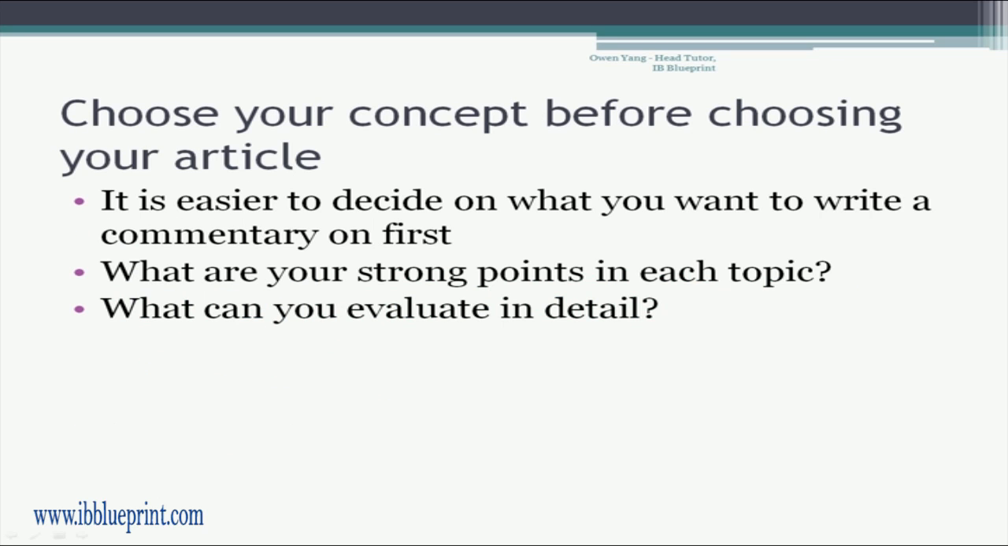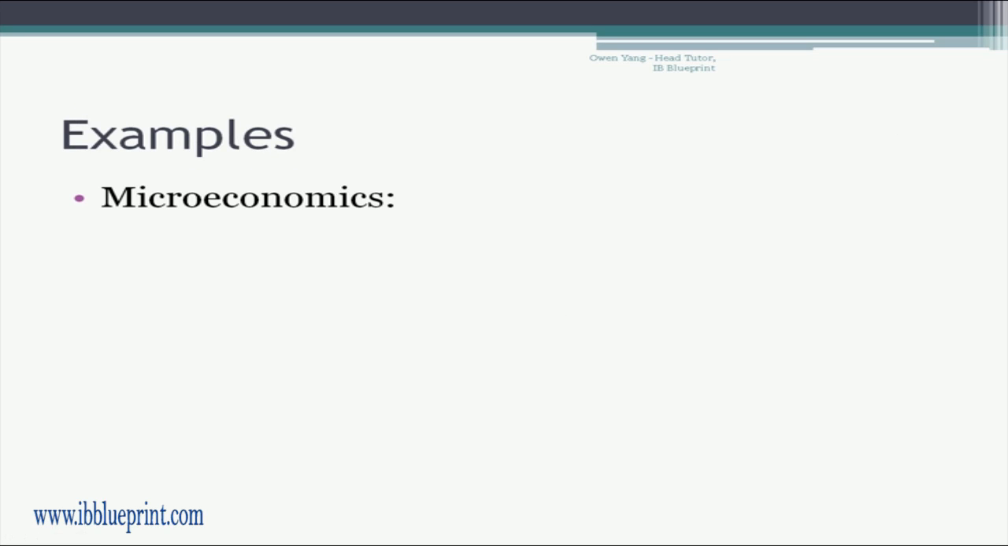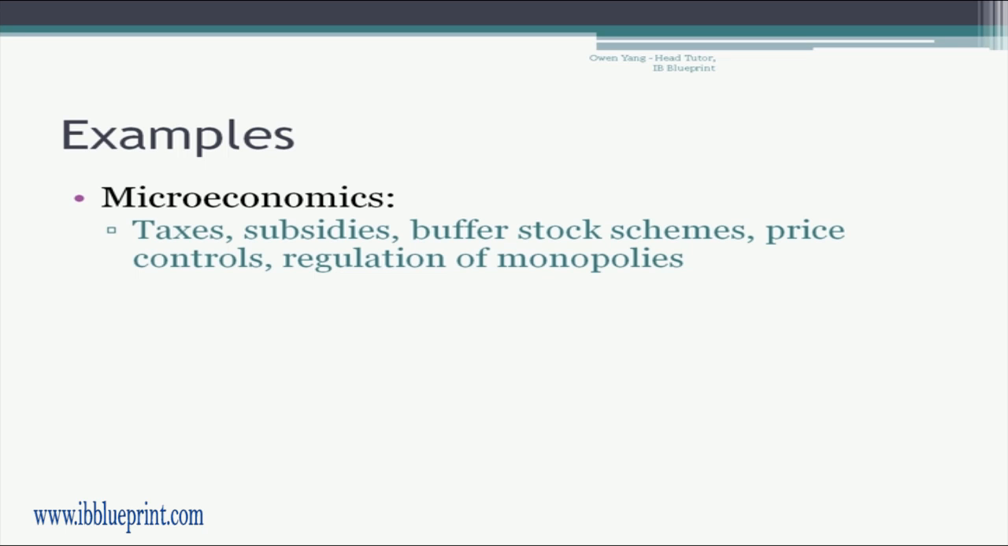Choose your concept before choosing your article. It is easy to decide on what you want to write a commentary on first, and then search for that particular concept. Ask yourself, what are your strong points in each topic? Do you like talking about tariffs? Do you like talking about elasticities? What can you evaluate in detail? For instance, in microeconomics, really good topics to evaluate could be taxes, subsidies, buffer stock schemes, price controls, or regulation of monopolies. These all contain elements of controversy and advantages and disadvantages.